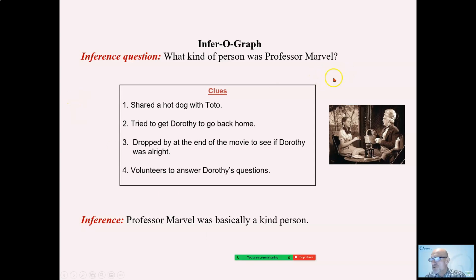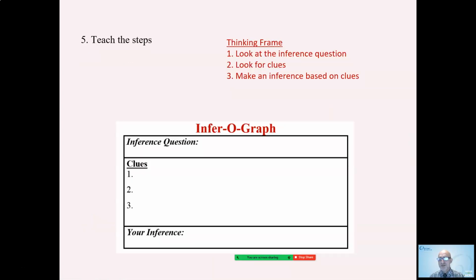What kind of person was Professor Marvel? Doesn't tell us explicitly, but here are some clues, and it is very important for students to list the clues. Now here's the thing. Is it important that students can correctly fill out an inference graph? No, this is a scaffold, a temporary thing, but we do this several times so that students begin to do this automatically. They engage in the cognitive process automatically.